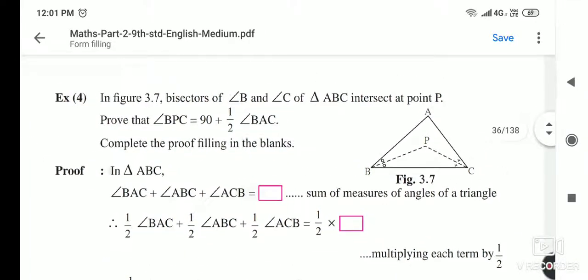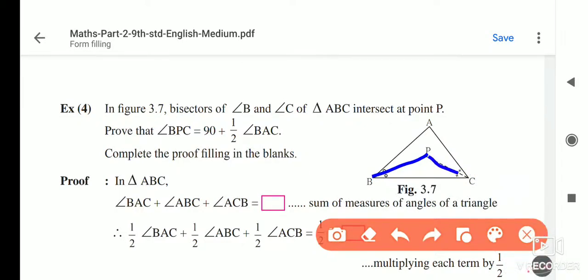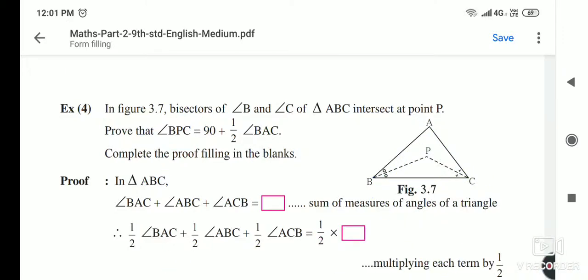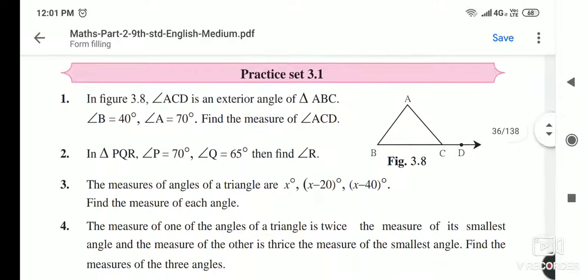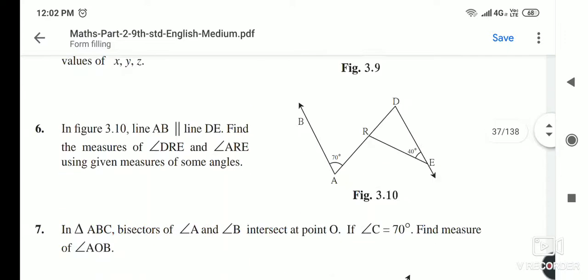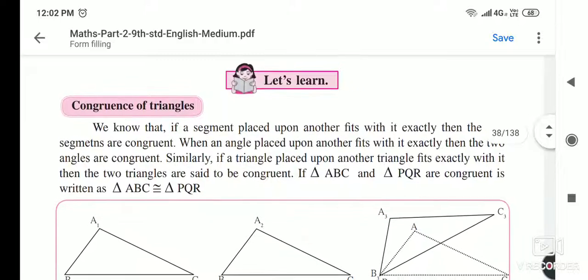if these are the angle bisectors of two angles of a triangle, then angle BPC is equal to 90 plus 1 half BAC. If we add 90 to this angle, then we get angle BPC. So in this way you have to complete this activity, and yesterday you solved the 3.1 practice set, and now I think you don't have any doubt in this. If you have, then ask me on my personal number.